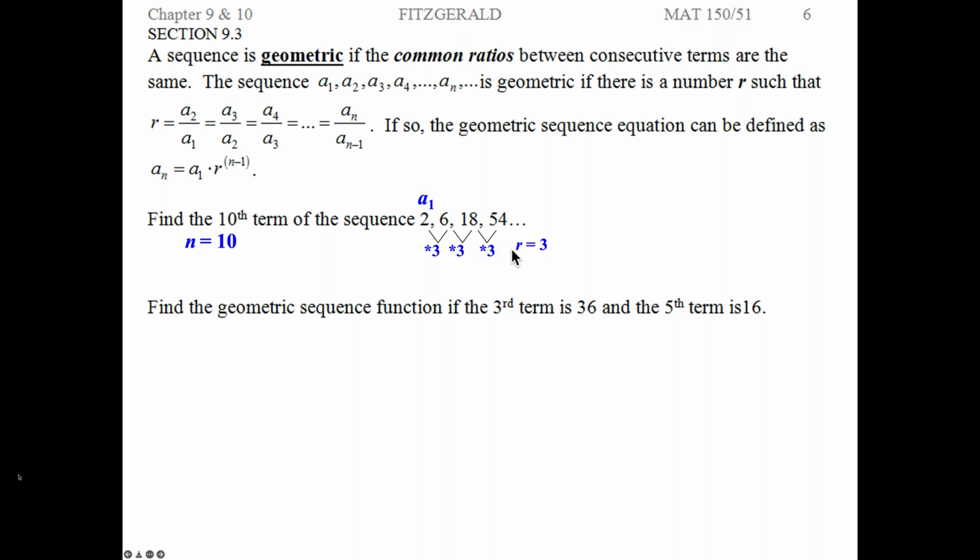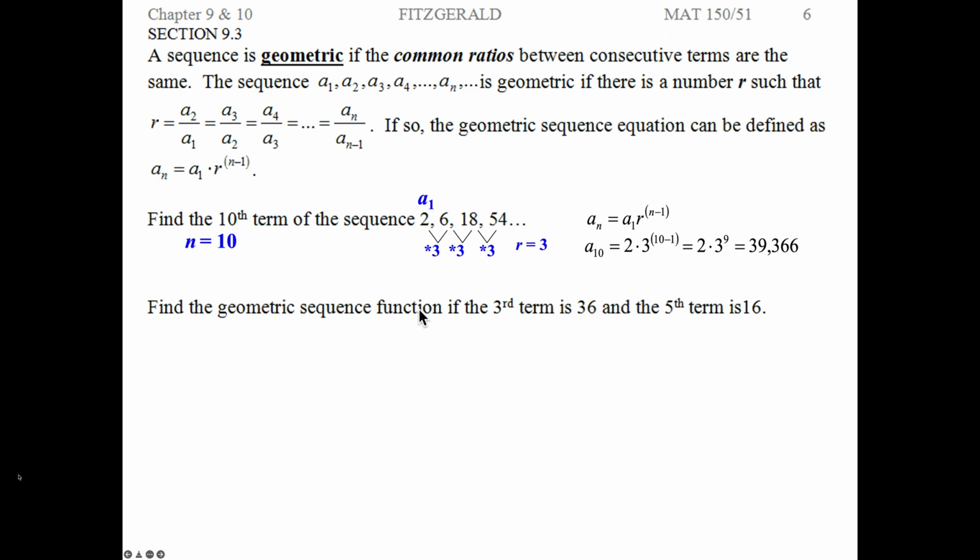That's your r. So my formula is a sub n equals 2 times 3 to the n minus 1 power. Well, we're looking for the 10th term, so we're going to put 10 in for those n's. So this is now 2 times 3 to the 9th power, which is 39,366. These numbers are going to get huge really fast because we're constantly multiplying.